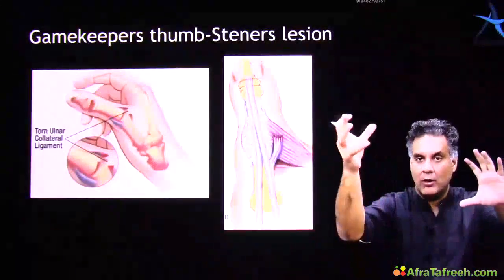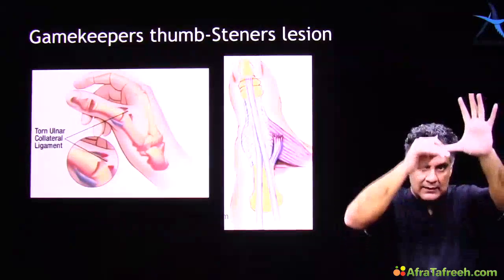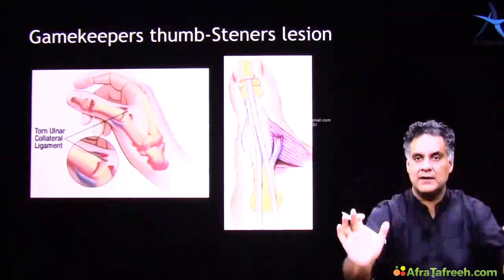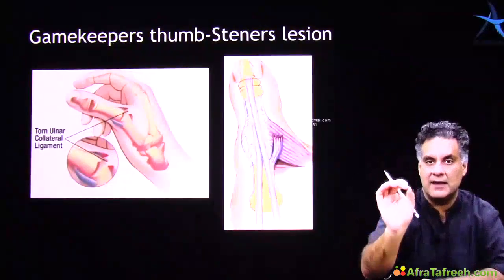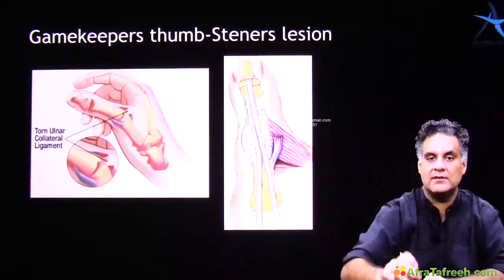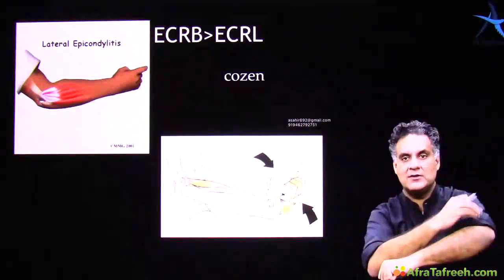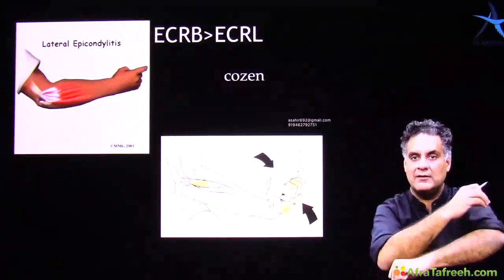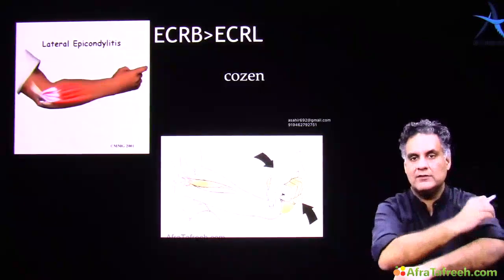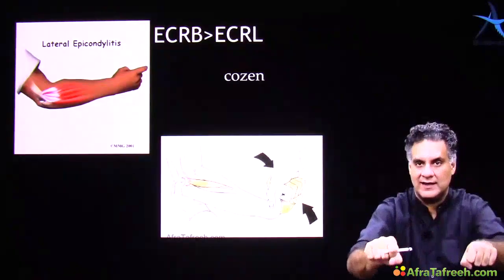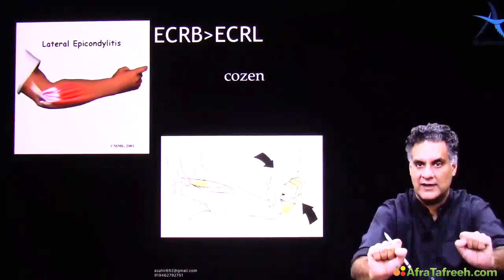When a ball comes and hits your thumb, it can cause a radial deviation of the thumb, and the ulnar collateral ligament of the thumb can be injured, called gamekeeper's thumb. This is the most common injury of the MCP that you see. And if you have inflammation of the insertion of extensor carpi radialis longus and brevis, brevis more than longus, it is called tennis elbow, which is tested by Cozen's test. This is painful wrist dorsiflexion.